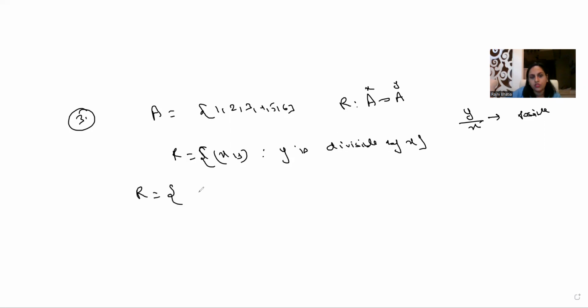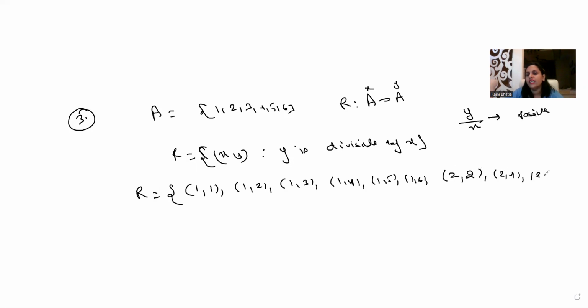तो रिलेशन के क्या क्या एलिमेंट्स हो सकते हैं? अगर मैं 1 देखूं तो y अपॉन 1, ऐसी y की कौन कौन सी वैल्यू है जिनको 1 डिवाइड करता है? 1 1 को डिवाइड करता है, 1 2 को करेगा, 1 3 को करेगा, 1 4 को भी डिवाइड करता है, और 1 5 को भी और 6 को भी डिवाइड करता है. अब हम 2 पे आते हैं. 2 किस किस को डिवाइड करता है? 2 2 को डिवाइड करेगा, 2 4 को डिवाइड करेगा, 2 6 को डिवाइड करेगा. अब 3 पे आते हैं. 3 3 को डिवाइड करेगा, 3 6 को डिवाइड करेगा, 4 सिर्फ 4 को डिवाइड करेगा, 5 सिर्फ 5 को करेगा, और 6 सिर्फ 6 को करेगा. So these are all the elements of the given relation.